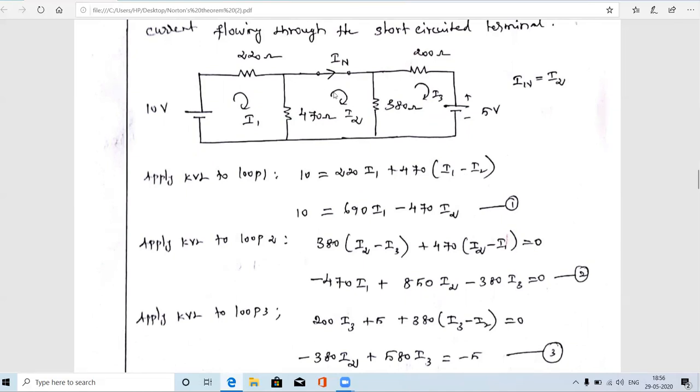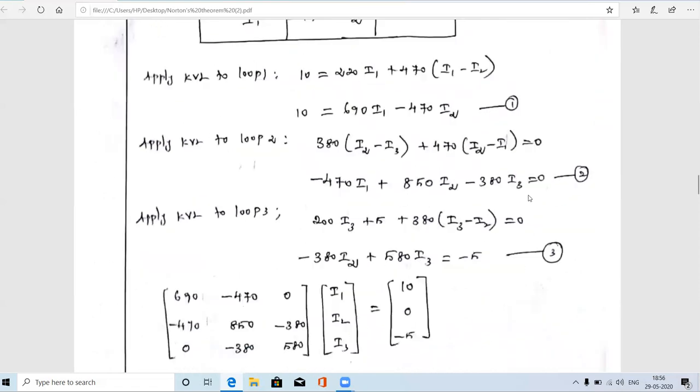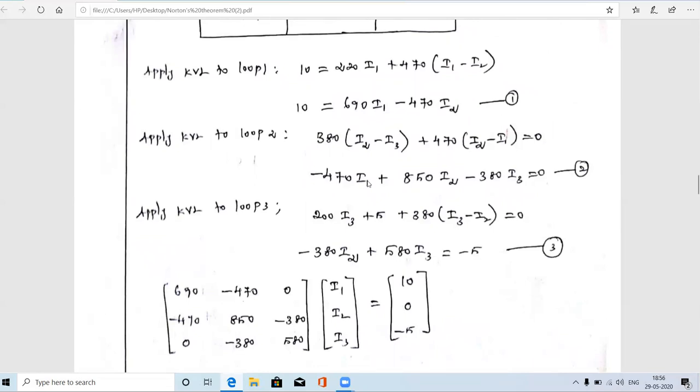Similarly, apply KVL to the second loop. Here, 380 into the current through the 380 ohm resistor, where I2 and I3 flow in opposite directions, so it is I2 minus I3. Plus the voltage drop across 470, which is 470 into I2 minus I1. While writing the second loop, we write the second loop current first minus the first loop current. It is an important thing. Rearranging, we get minus 470 I1 plus 850 I2 minus 380 I3 equal to 0. This is equation number 2.